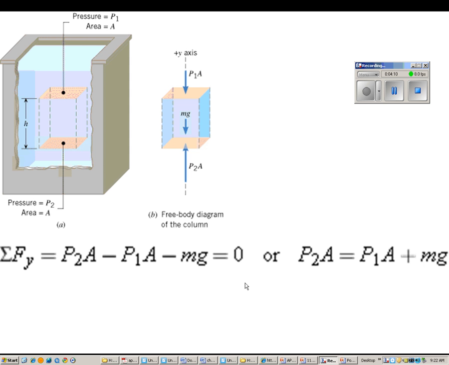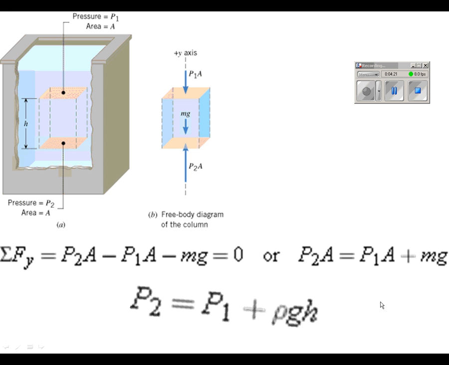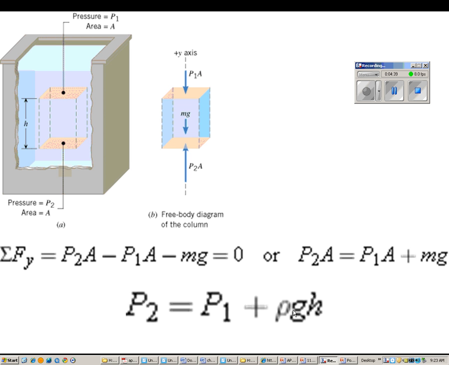Now if we rearrange that, we end up with P2A equals P1A plus mg. Now if we divide through by A, we end up with this. Divide this by A, we get P2. Divide this by A, we get P1. If we divide this mass by A, we get rho and h. Remember, density is mass over volume, so it'll be mass. Height divided by volume will give me area. That's our area that's been divided over.